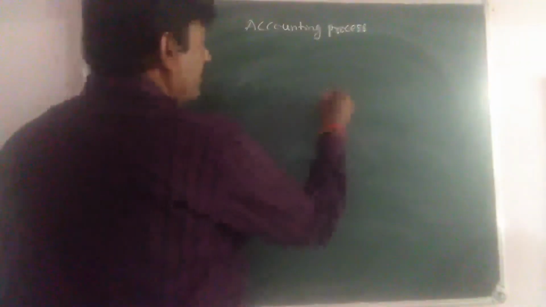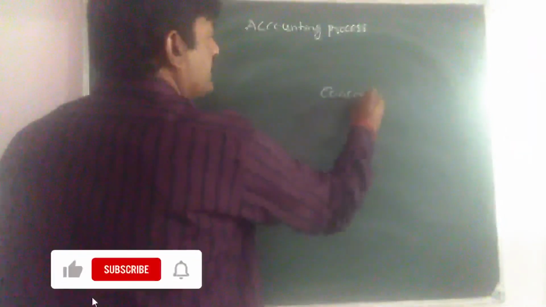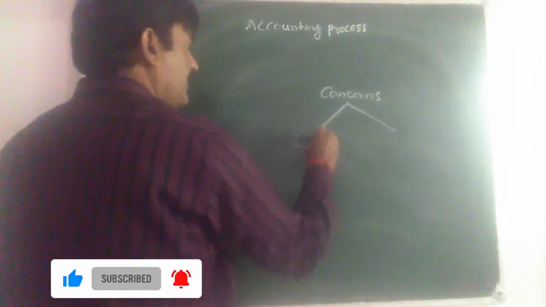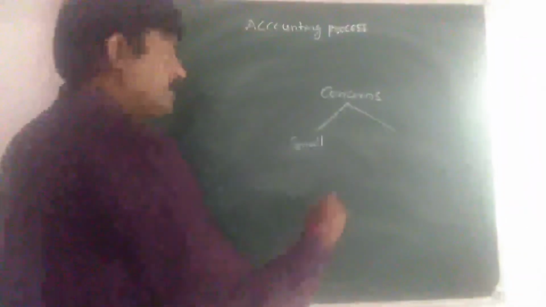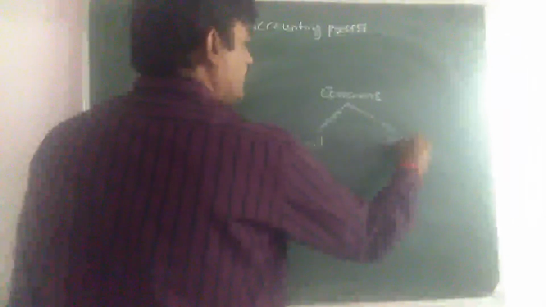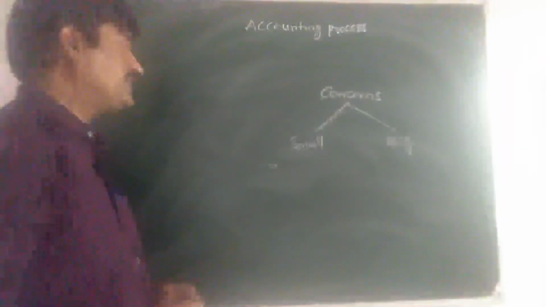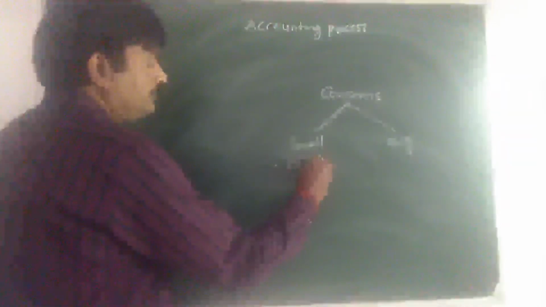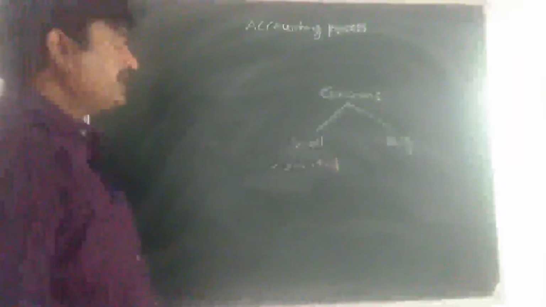Before this, total concerns are divided into two categories. One is small business unit, next one is big business unit. What is small business unit? Where limited transactions occur in the day-to-day life of the business. Such type of business unit is called small business unit. Only limited transactions occur.